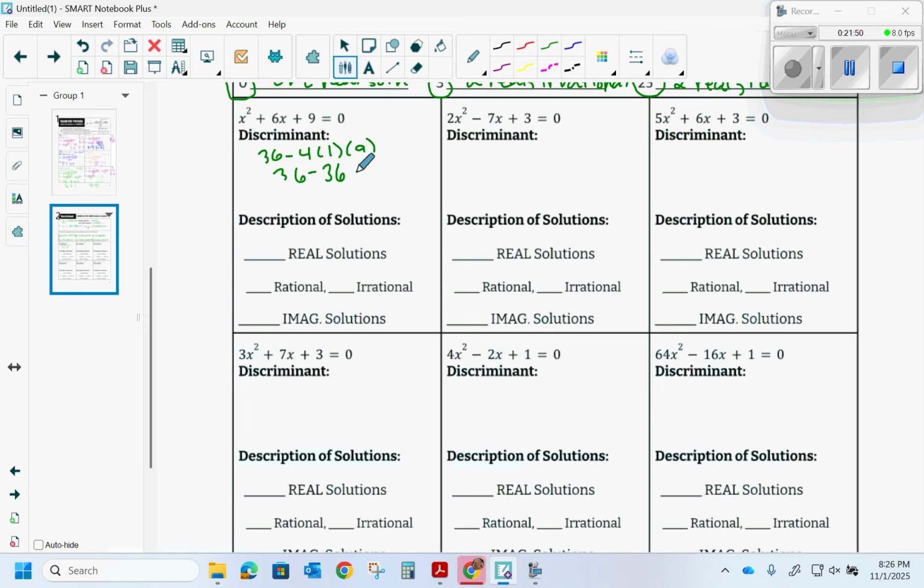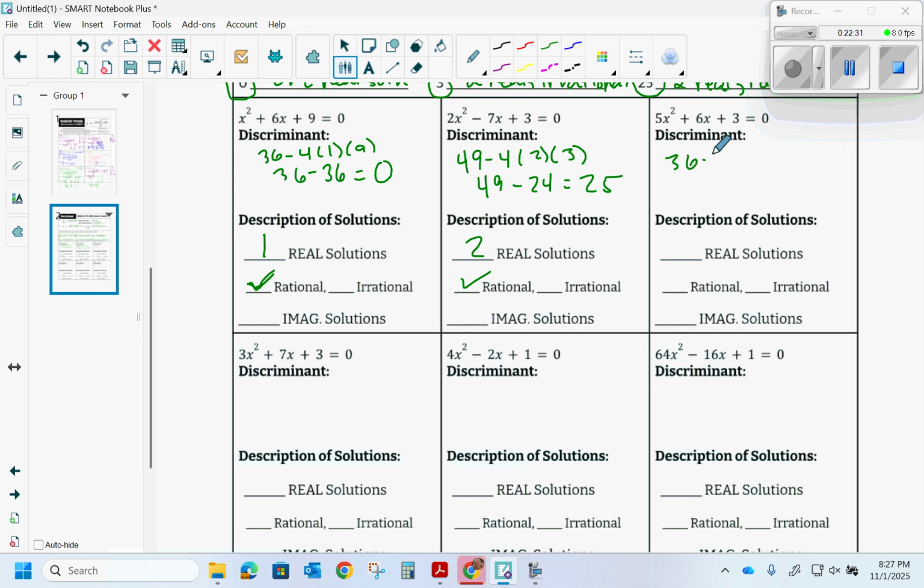36 minus 36 is 0. So there's one real solution, and it's going to be rational. B squared. Six times 4 is 24. Subtract those, and you get 25. So it's positive, so there are two real solutions, and these are going to be rational. We'll just do a check mark.